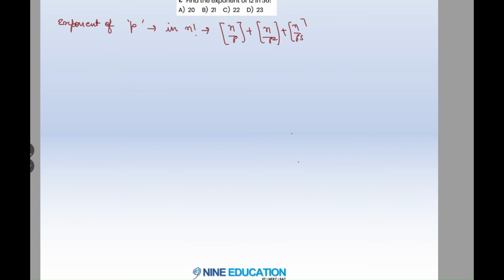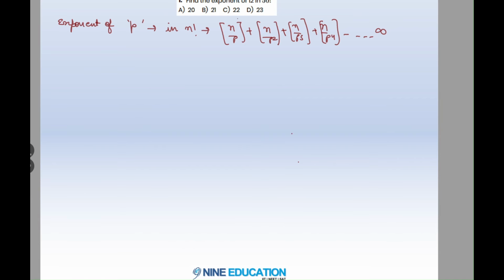Let's take up the first question: find the exponent of 12 in 50 factorial. The exponent of p in n factorial, where p denotes a prime number, is equal to the greatest integer of n by p, plus the greatest integer of n by p square, plus the greatest integer of n by p cube, plus the greatest integer of n by p power 4, and it goes up to infinity until the greatest integer turns up to 0.